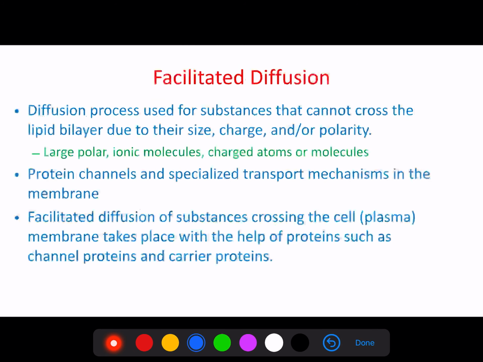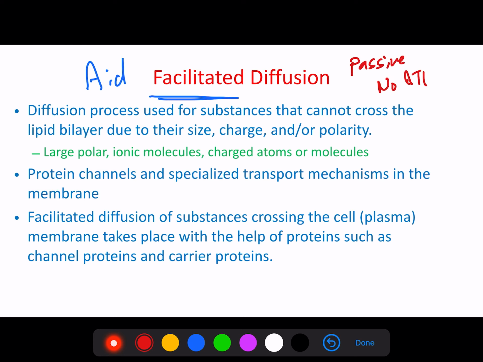Now, let's talk about facilitated diffusion. As you can think of from the word facilitated, it means it happens with aid, or with help. So here, there is help for this diffusion to happen. Still, we are in passive transport, so there is no ATP needed, right? But we need something to help these particles move across the plasma membrane. Sometimes their size does not help, their charge does not help, their polarity does not help. So we need something to move them in, and that is going to happen through facilitated diffusion.